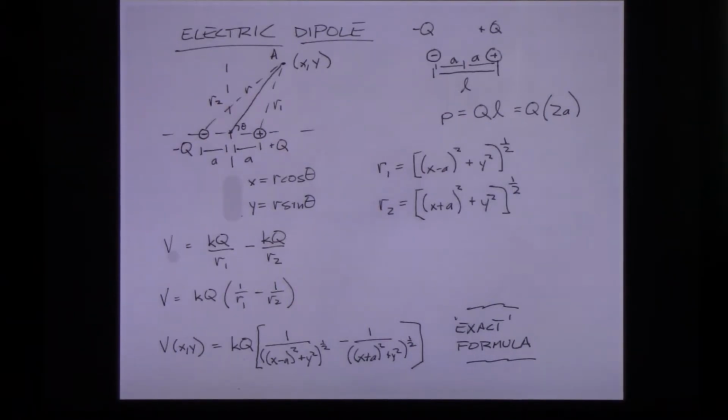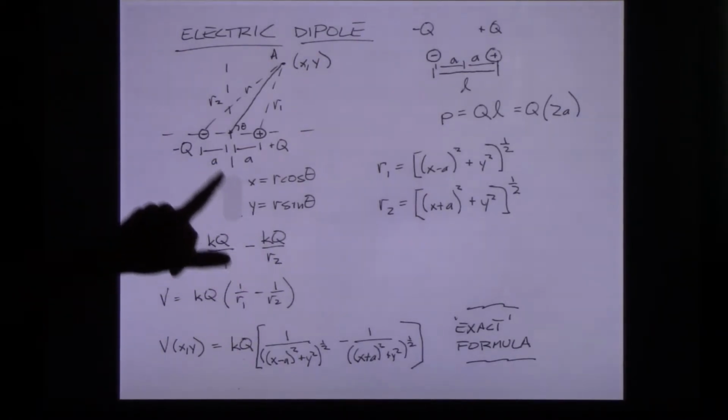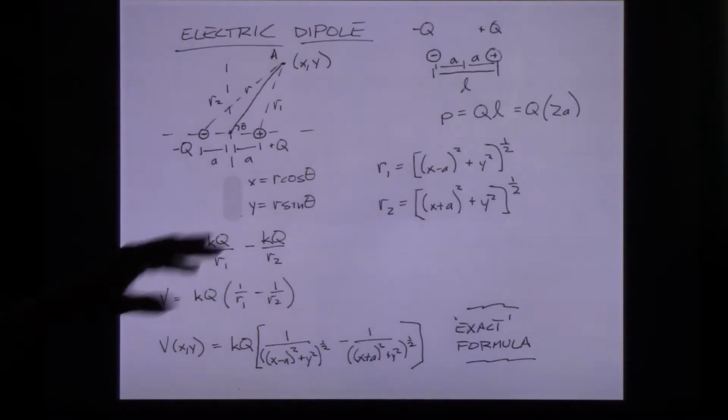We looked at a couple simple examples and that was it. But now that we've learned about electric potential, we can say that the potential at point A is equal to the contribution from the positive charge and the contribution from the negative charge. So I'm adding the 2 potentials together.